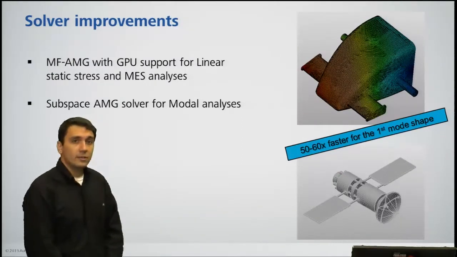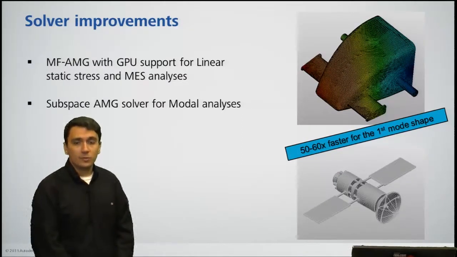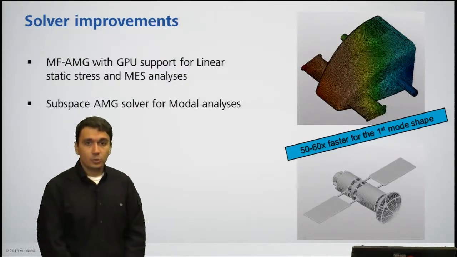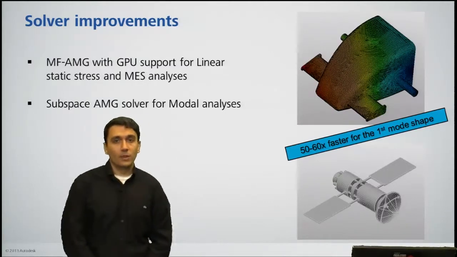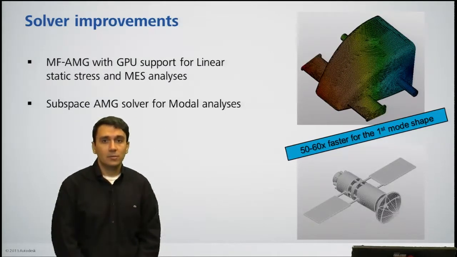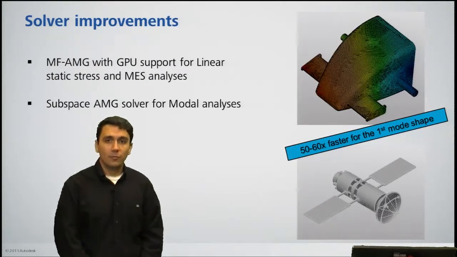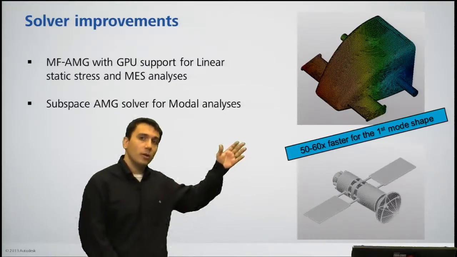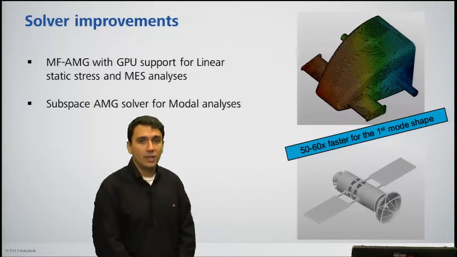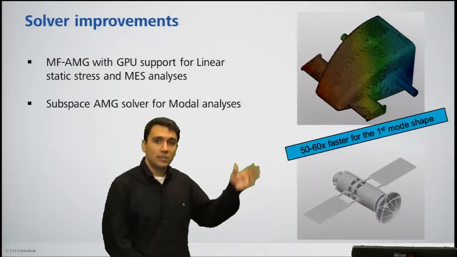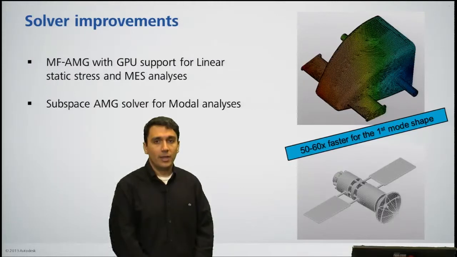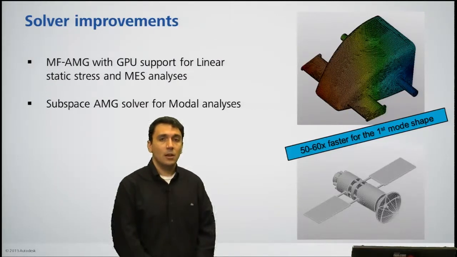Another solver we've added to the system is the Subspace AMG solver, and this one is good for modal analyses. If you're solving a really complex model with a lot of elements, and if you're only looking for a small set of mode shapes, this will give you a significant improvement. I have 2 models here that I've put on this slide to show that for these specific models, for example, when I only solve the first mode shape, I get 50 to 60 times faster results.